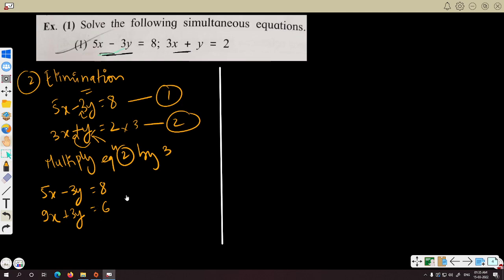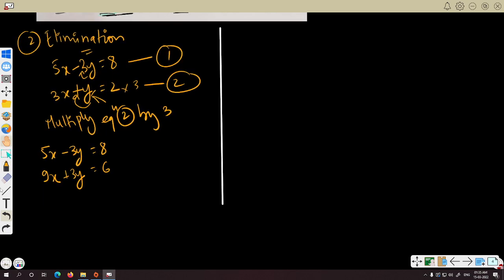Now what is the use of this modification we made? What is our benefit? Look at this, minus 3y plus 3y. If I add these two equations, what happens? Minus 3y plus 3y will get cancelled, correct? Any one of the variables will be eliminated at the end. Now add them. 5x plus 9x will be 14x is equal to 8 plus 6, which is 14. So x turns out to be 1.